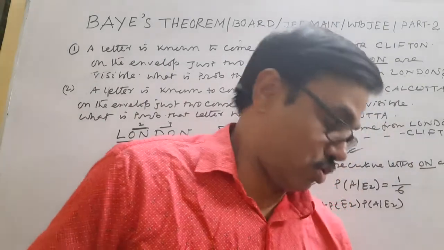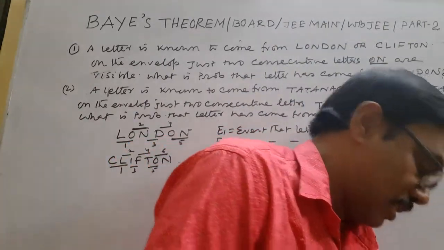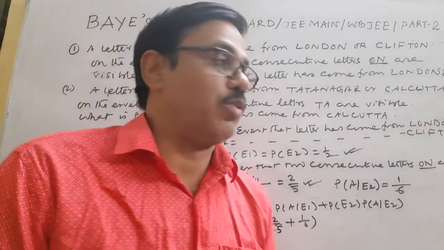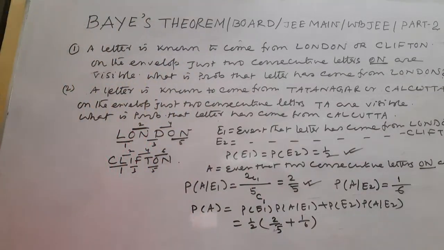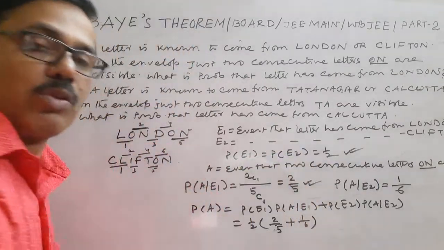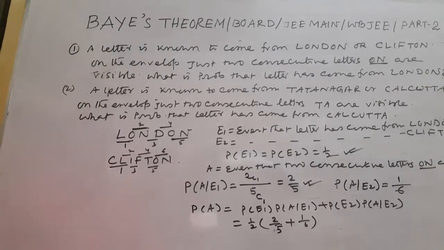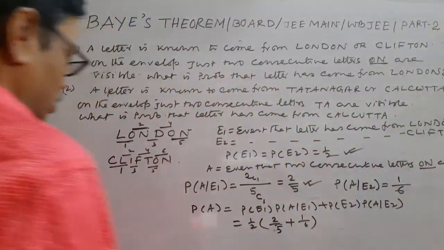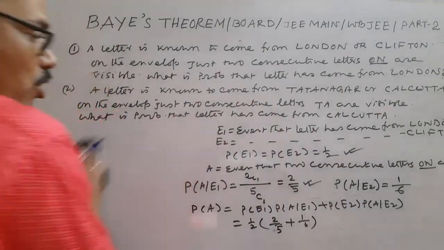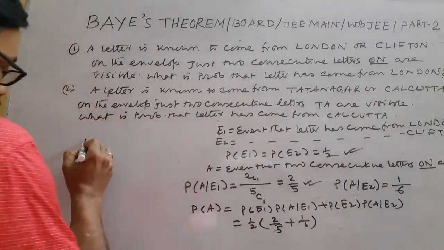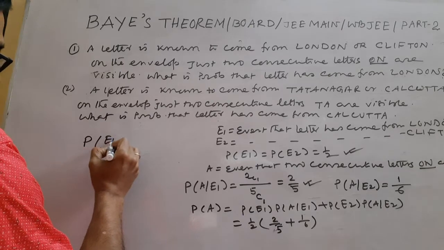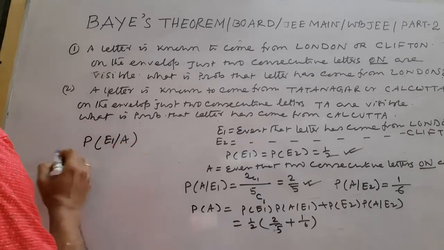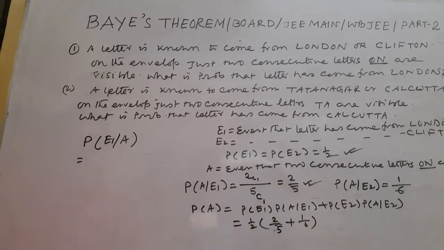Now the last step, that is the application of Bayes theorem. Up to this is total probability. What is the probability that the letter has come from London? So we have taken London as E1, so the required probability is E1 by A.